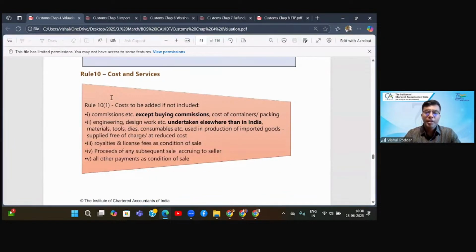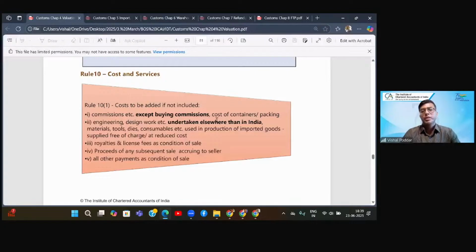Now coming to a very important part in valuation, where they say that you have to compulsorily add some expenses while doing valuation. This is compulsory. Irrespective of which method you are following, whether transaction value of imported goods or of identical or similar goods, this has to be done compulsorily. Now, what is compulsorily to be added? That is what is given in Rule 10(1).